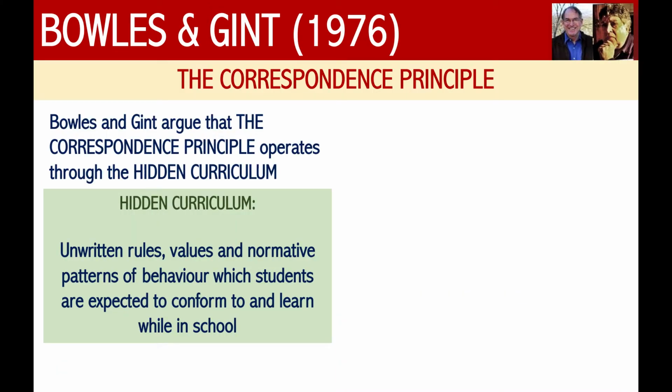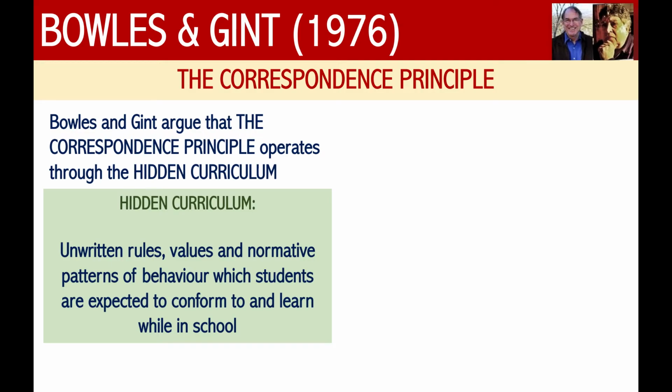Now, the correspondence principle operates through what is called the hidden curriculum. So we know what the visible curriculum is. That is the subjects that we are studying. That is our sociology A level. They're the things that we learn about explicitly in class that we're examined on, and that is known as the curriculum. But within schools, there's also a hidden curriculum. They're the unwritten rules, values, and normative patterns of behaviour which students are expected to conform to and learn whilst in school.